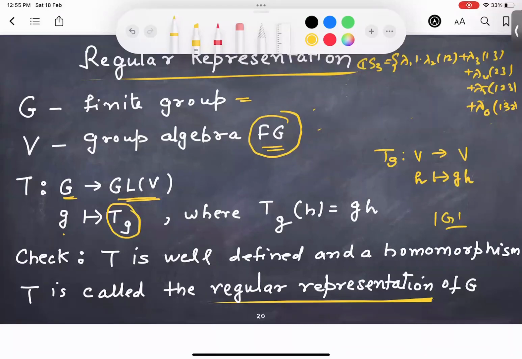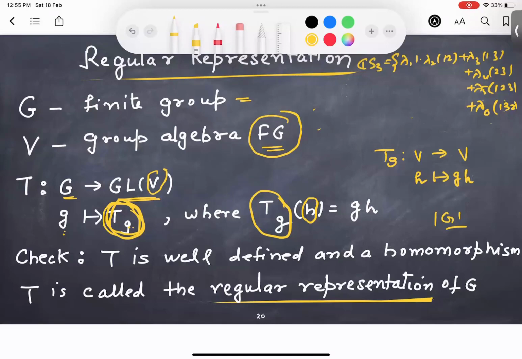And now you look at the mapping g going to T_g. This is what you have to define: what is this linear transformation? It is enough to define a linear transformation on basis elements. These group elements are basis elements of this vector space V, which is formal F-linear combinations of group elements. So I say you map h to gh.